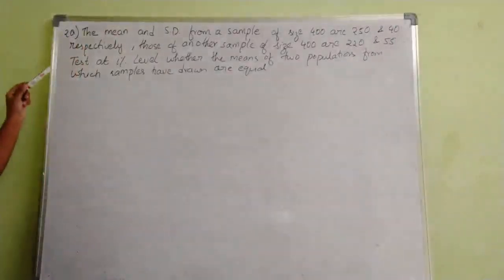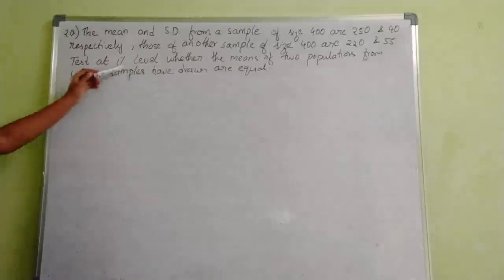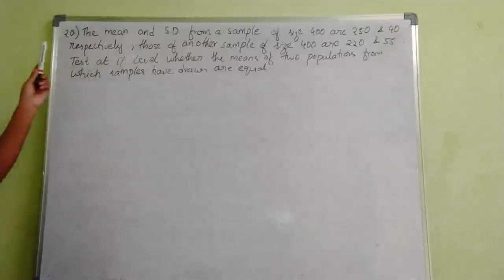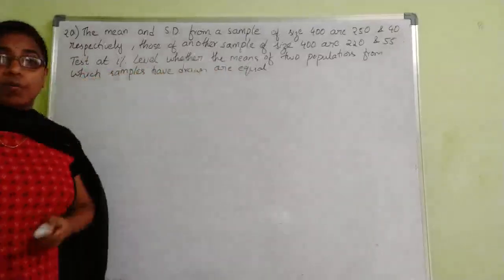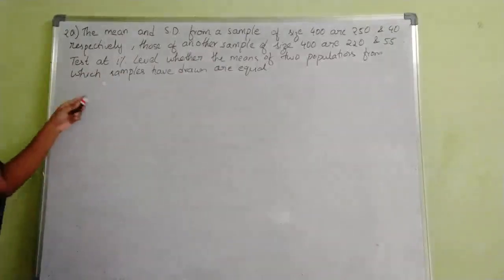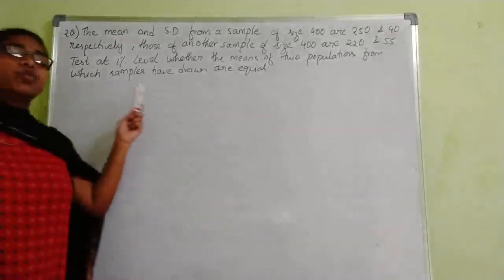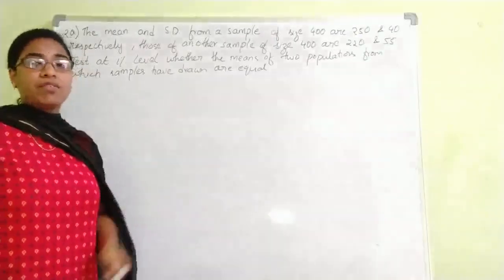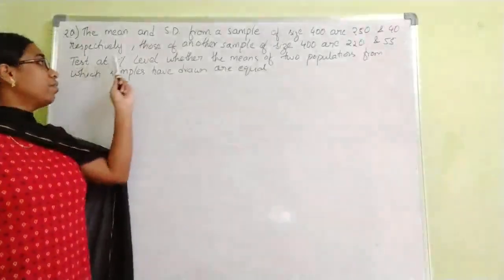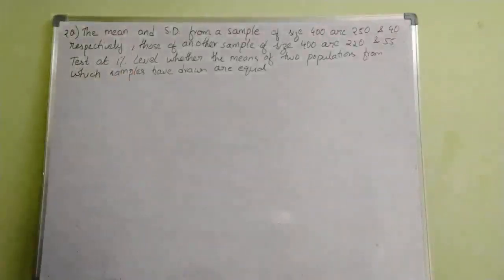So test at 1% level of significance whether the means of the two populations from which the samples have been drawn are equal. That means whether the two population means are equal or not, we have to test now, at what level of significance? At 1% level of significance.